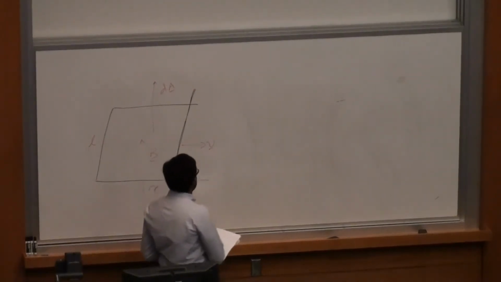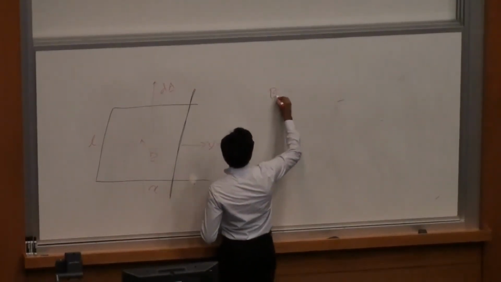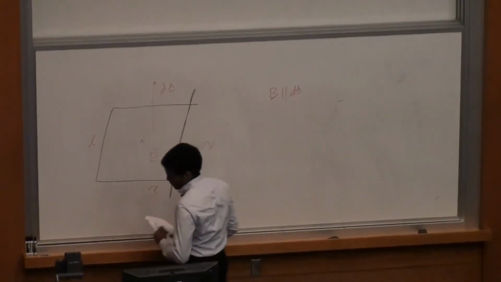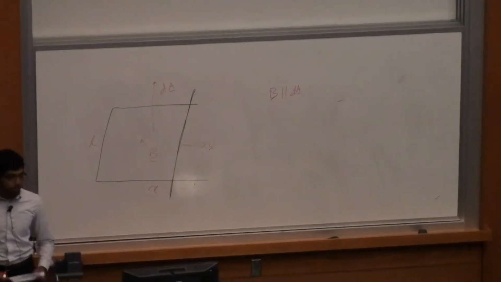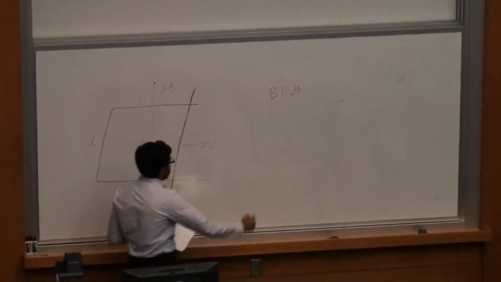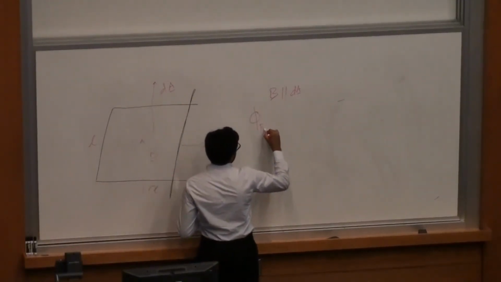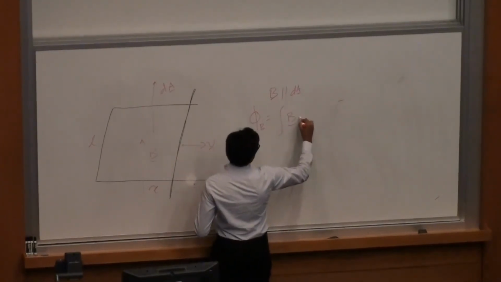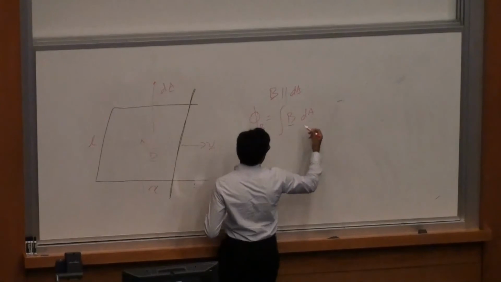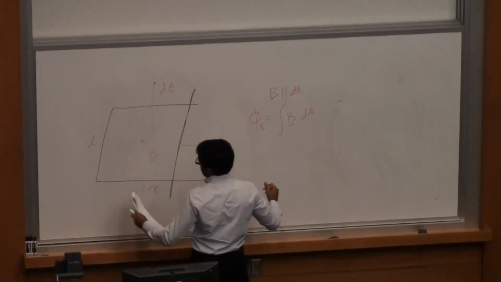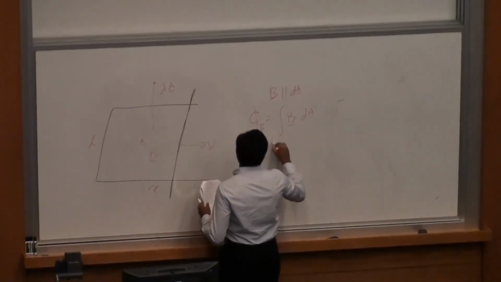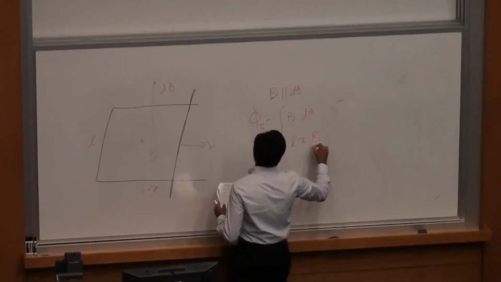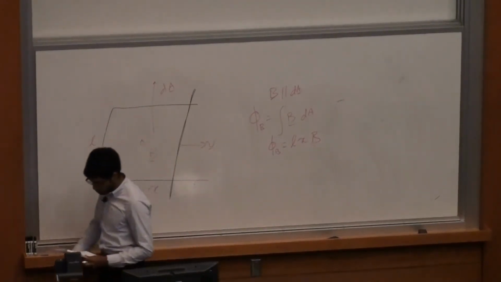Now here, I'm going to say that my B is parallel to my dA. Right, it's in the same direction. So what's my flux going to be? Magnetic flux is equal to the integral over the open surface of B dot dA. These two are parallel, so I get B times A. The area for this is X times L, so I get magnetic flux equals L x times the magnetic field B.